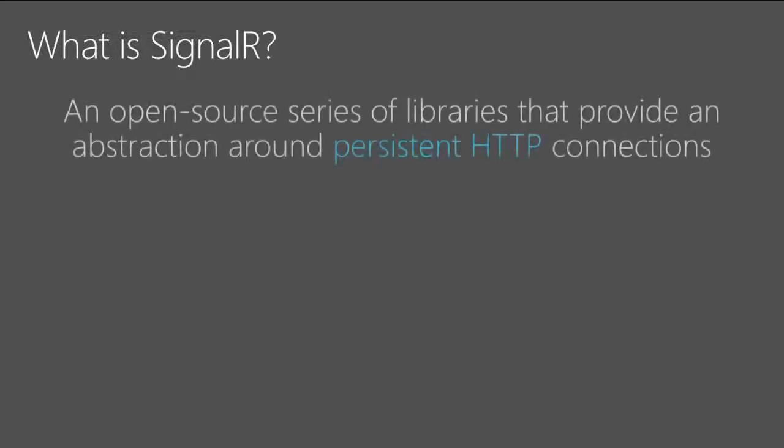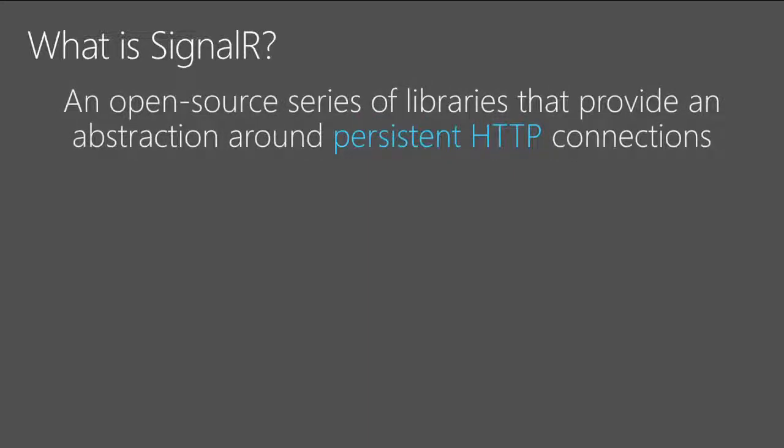SignalR breaks all the rules. It broke a lot of rules at Microsoft, too, and I'll tell you some of that. I'll give you a 2-minute history lesson on it at some point today. What is SignalR? It's a series of abstractions and libraries and NuGet packages that provide an abstraction around 2 words that should not go together. Persistent HTTP connections.